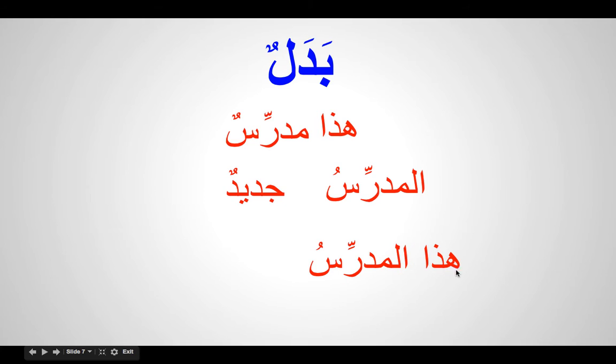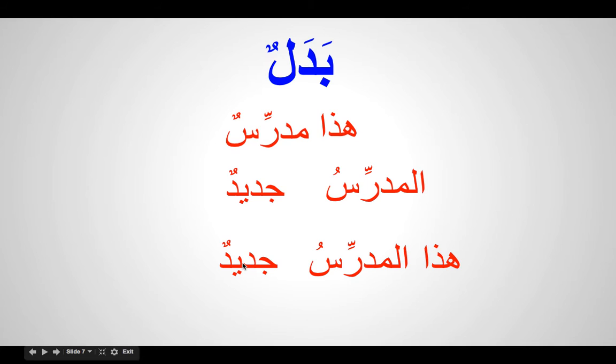So the noun which comes after the demonstrative pronoun with al is called badal. هذا المدرس, هذا الكتاب جديد, هذه السيارة. So this is what we learn: the demonstrative pronoun, and a noun which comes with al after it is called badal, and we are expecting some news. So we're telling هذا المدرس, so what about this teacher? جديد, so we'll put is here. This teacher is new.